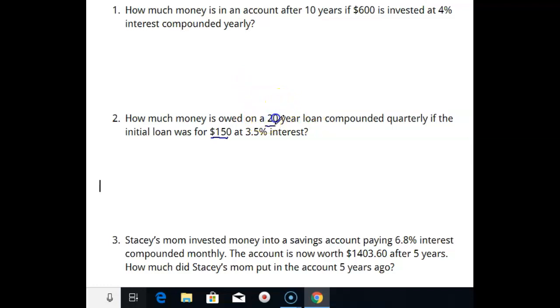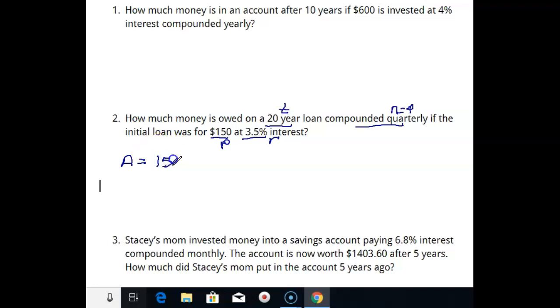A 20-year loan is my T, compounded quarterly. That's my N, and quarterly means 4, like 4 quarters. Then 3.5% interest is my R, and my principal is P, $150. So if you're taking out a 20-year loan on a computer that costs $150, this is what you're going to owe at the end.